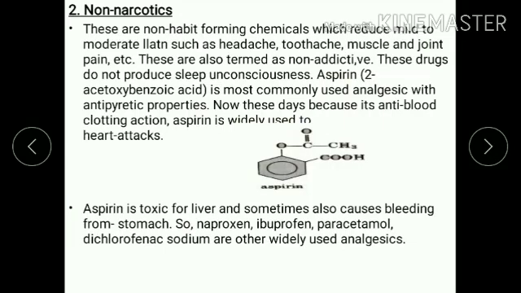The second one is non-narcotic medicines, or non-narcotic antipyretics. Non-narcotics means this medicine does not produce any sleep or unconsciousness.